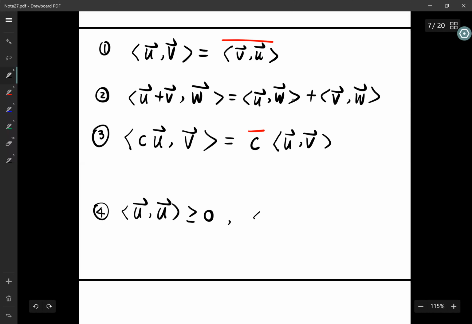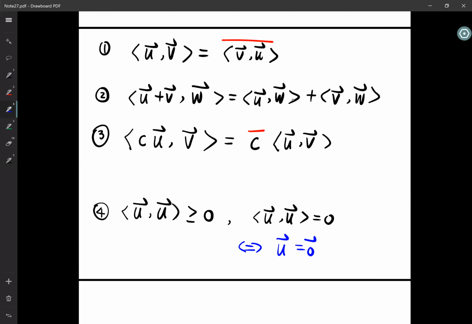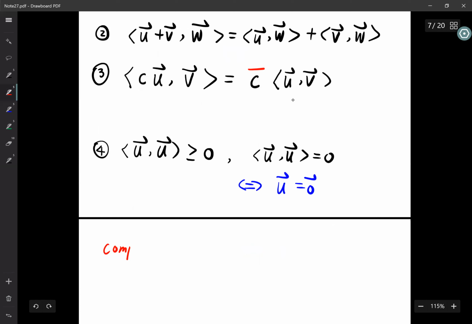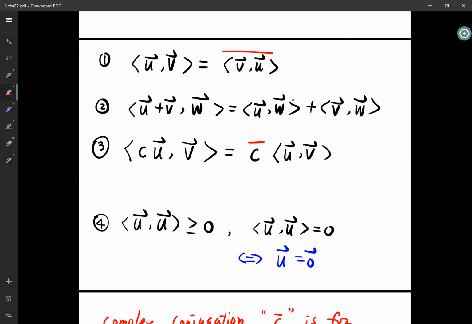Furthermore, if I say this inner product with itself, which is like the length, is 0, this is equivalent to U being the 0 vector. As I said, this C bar is a complex conjugation for the complex case. So these are the 4 properties. It's just like a vector space: you have 1 to 10 there, and here you have 1 to 4. If all the properties are satisfied, then it is called an inner product space.